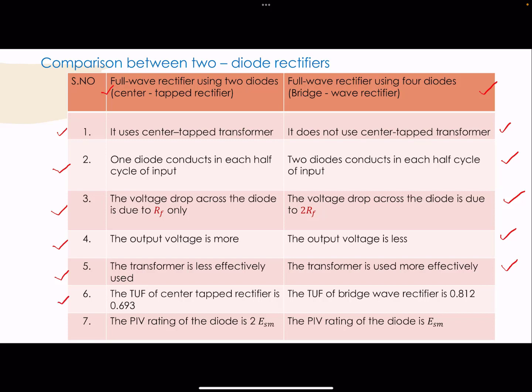The next one is the transformer utilization factor of the center tapped rectifier is 0.693, whereas the transformer utilization factor of the bridge wave rectifier is 0.812. And the last one, the peak inverse voltage rating of the diode is equal to 2 ESM in the case of the center tapped rectifier, whereas the peak inverse voltage rating of the diode in the case of the bridge wave rectifier is equal to ESM. So these are some of the important comparisons between the two diode rectifiers.